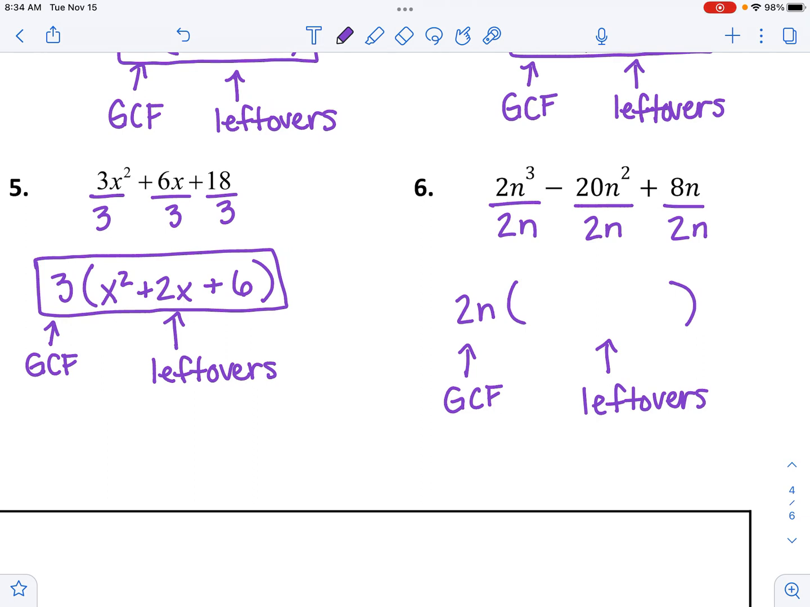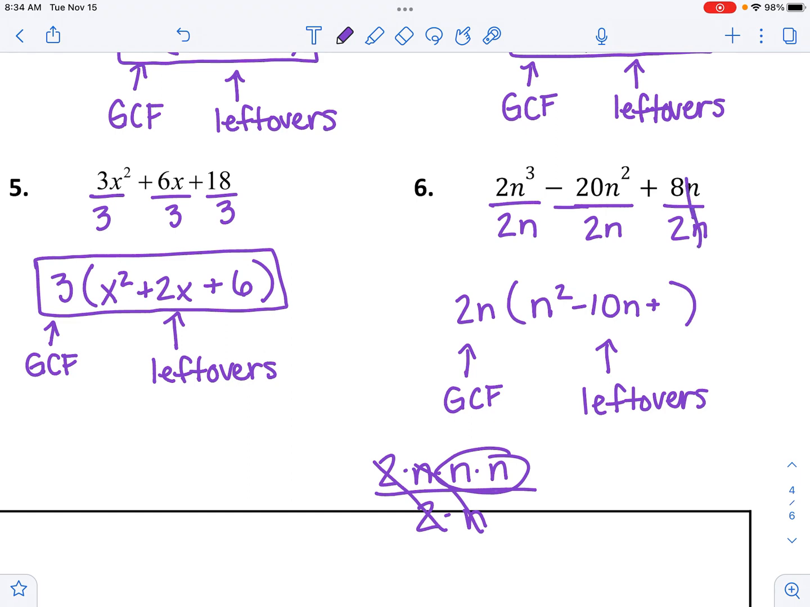All right, 2n cubed divided by 2n. Again, if it helps you to think of it all expanded out: 2 times n times n times n over 2 times n. The 2's cancel and one of the n's. We're left with 2 n's, so we'd have n squared. Up here we have negative 20 divided by 2, which is going to get us negative 10. We had 2 n's, we're taking 1 away, so I'm left with 1 n. And last, 8 divided by 2 is 4. The n's cancel, so I have plus 4.